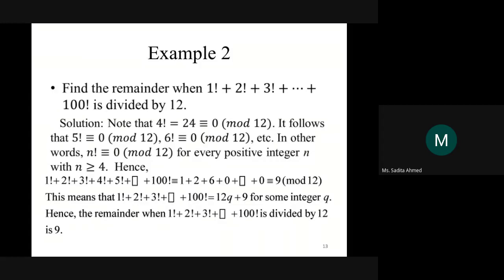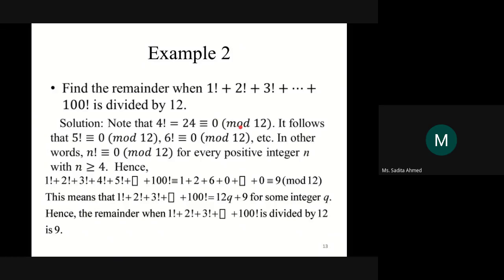So if you divide 24 by 12 and the remainder is 0, can we not say that 24 is congruent to 0 mod 12? Yes, miss. Because 24 minus 0, 24 is divisible by 12. So on that note, basically 4 factorial is congruent to 0 mod 12.